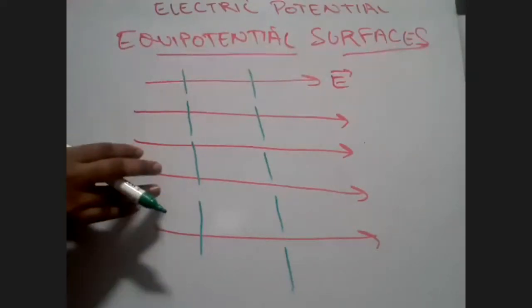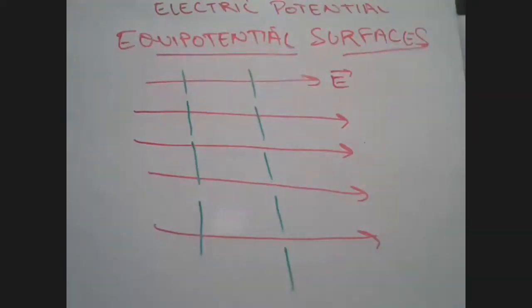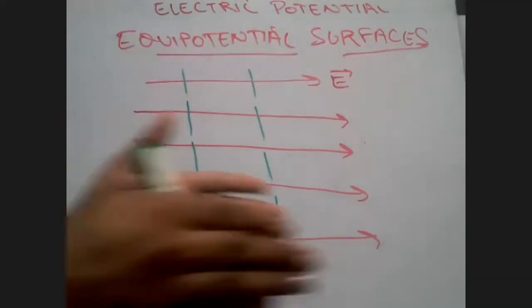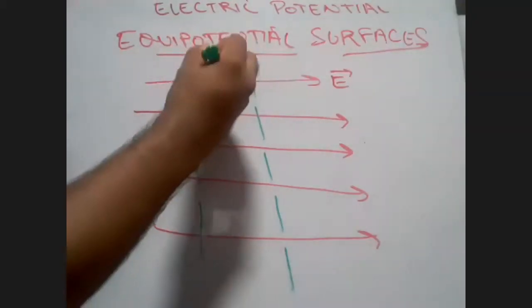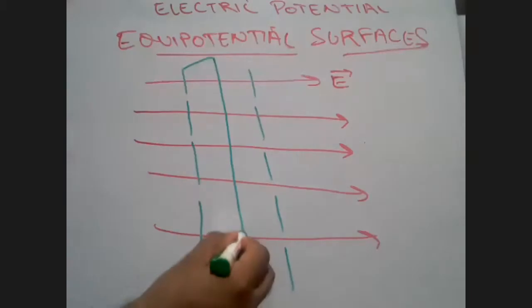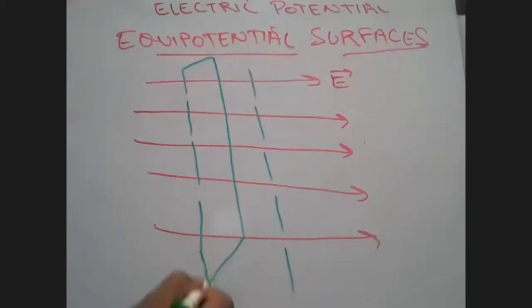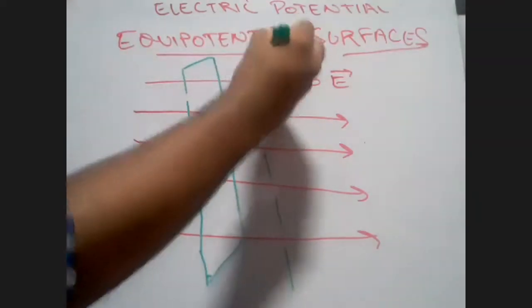If your electric field lines are towards the x-axis direction, considering this to be three-dimensional, they are all grouped together and going towards the x-axis direction, you are going to get something like a parallel sheet. You're going to get parallel sheets.